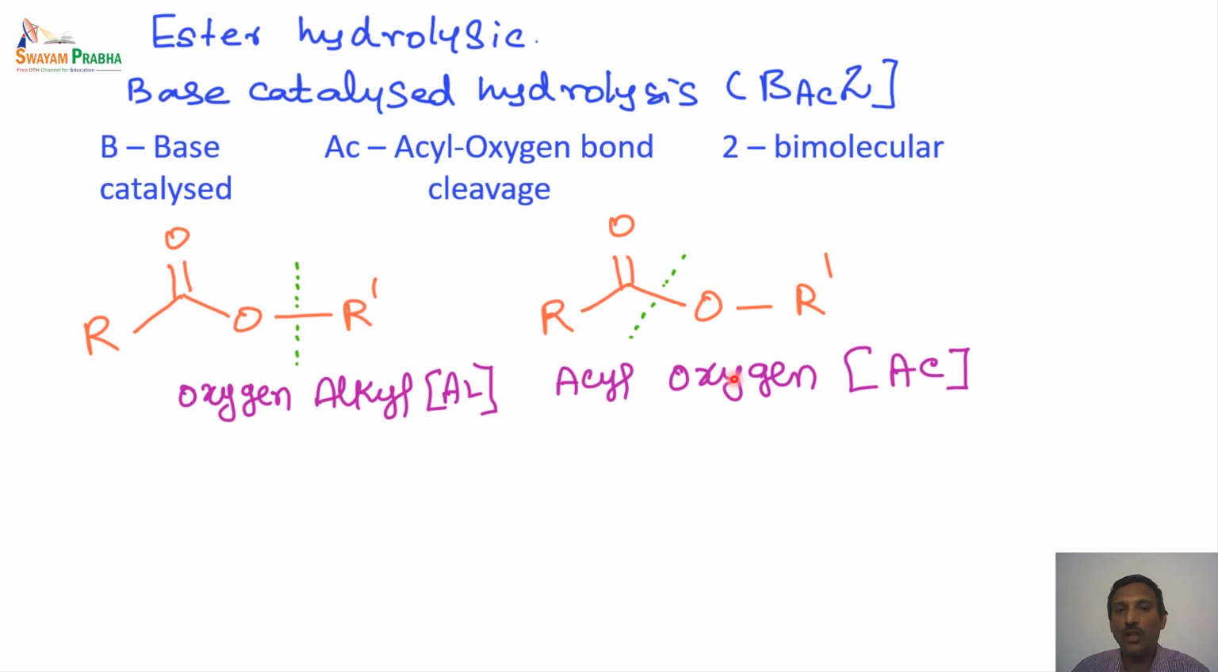That means acyl oxygen bond cleavage is the reaction we are actually going to study. Now we will have to find out why we say it is an acyl oxygen bond cleavage and not the alkyl oxygen bond cleavage. There are various evidences which point to the acyl oxygen bond cleavage. We will see, one by one, evidence to confirm that the ester hydrolysis by the base catalyzed reaction is an acyl oxygen bond cleavage reaction. We will confirm with various evidences.